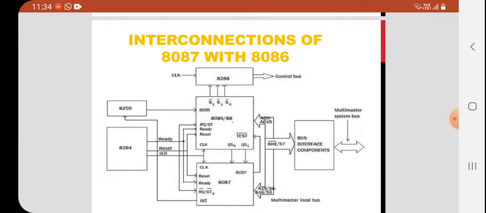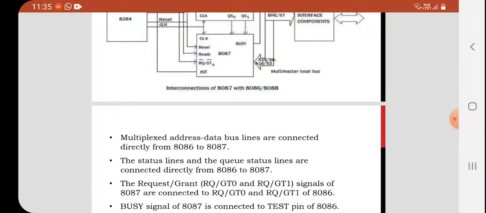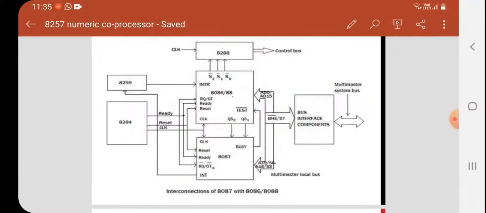And this is how it is connected with the 8086. You can see 8087 is connected with the 8086. This is the diagram. I have 2 processors. One is the main processor 8086 and the second is 8087, which is a numeric coprocessor. Address and data lines are multiplexed here and given to both, and this busy pin is connected with the test pin. That means whenever 8087 is busy, 8086 will be idle, and when it completes, the pin becomes low, then 8086 starts its operation.